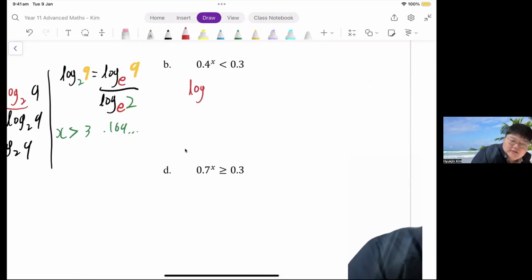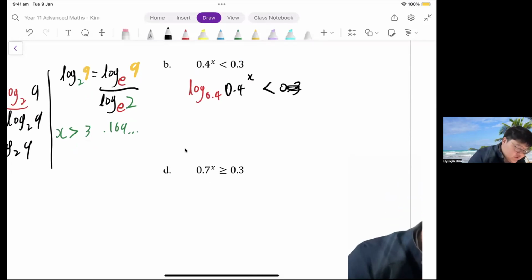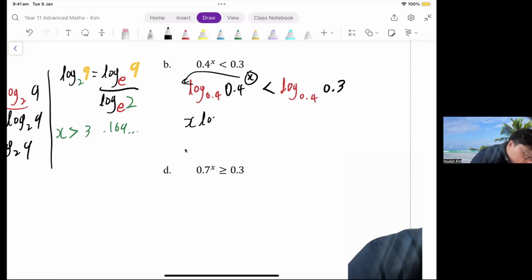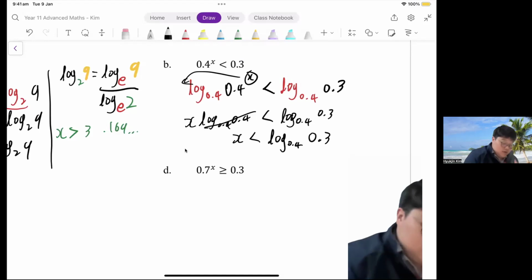Log, what do you think I'm going to do? Base of 0.4 always. And then 0.4 to the power of x is less than 0.3. Oh, crap. What did I not do? Log into both sides. Silly Billy. So now what I'm going to do is take the x out. And you get log 0.4 of 0.4 is less than log 0.4 of 0.3. And then you get x has to be less than log 0.4 of 0.3.